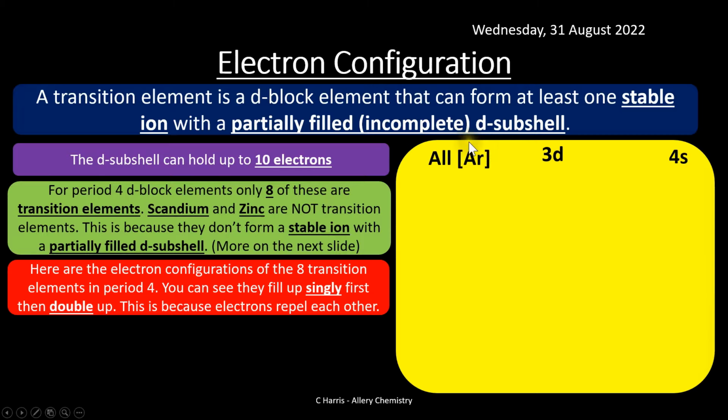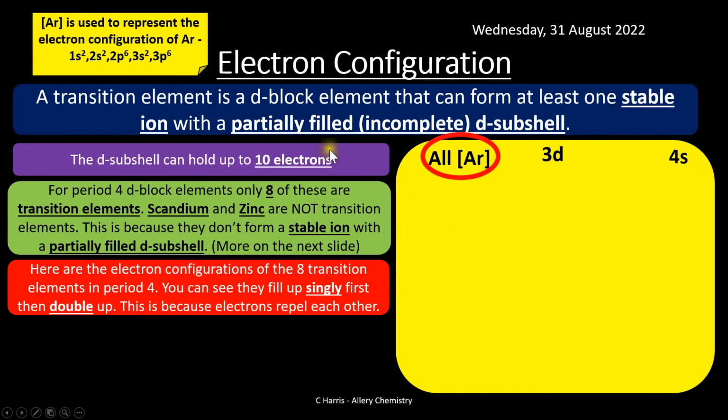You might see that sometimes with transition metals. Instead of writing 1s2, 2s2, 2p6 and all that stuff before, we just say the electron configuration of argon plus what we're going to show down here. Okay, so there we are. That's the electron configuration of argon.